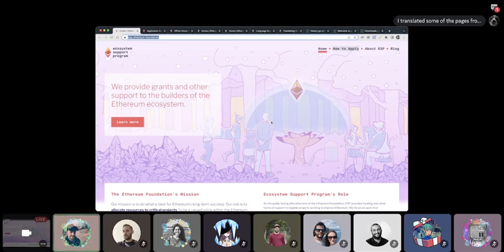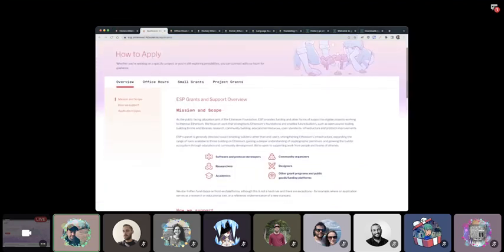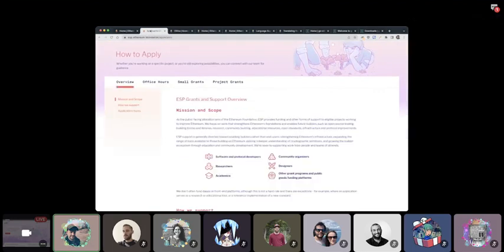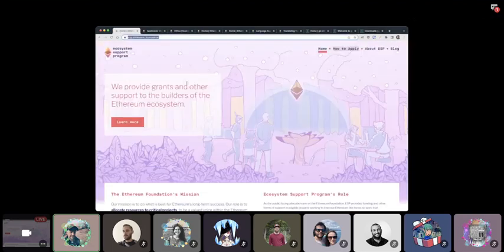So in the case of this site, we completely redesigned the site. We redesigned the application forms. We also integrated the CRM software that the ESP team uses. So this allows us to improve the application flow, to scale the application funnel, and to make the application process easier for the applicants.